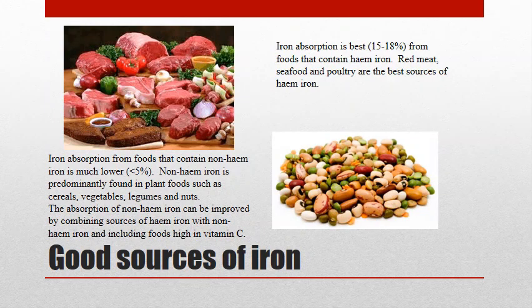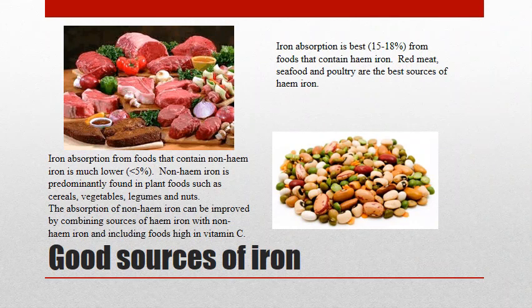So we all hear that iron, the best sources are from red meat. Iron absorption from meat is about 15, so you get about 15 to 18% out of it. And that's because it contains heme iron. Heme iron is also in seafood and poultry, so animal sources.